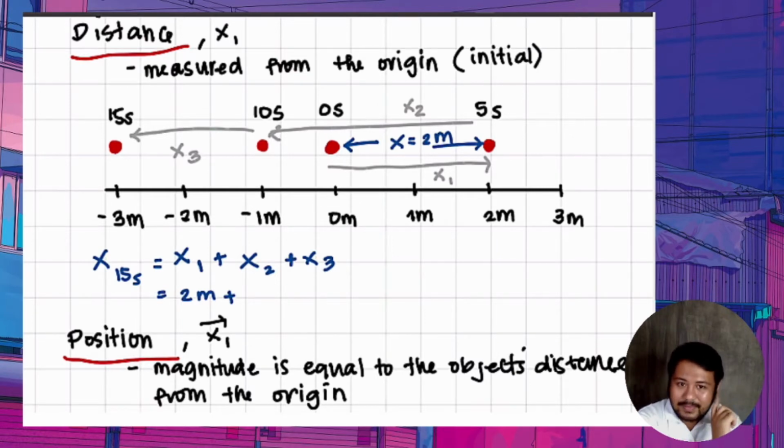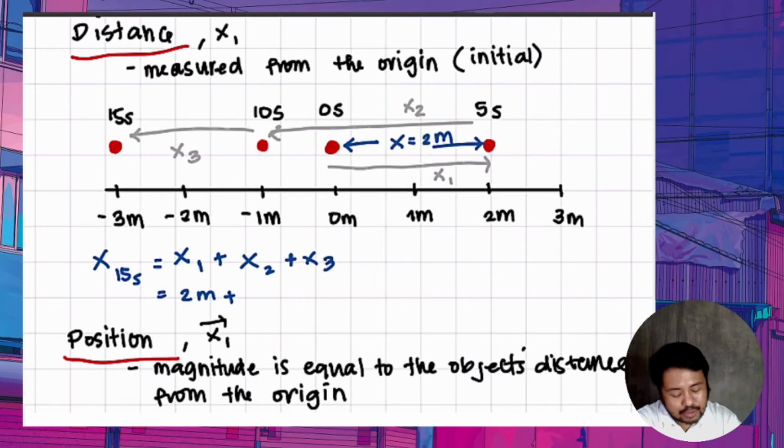So let's count. From 2, it traveled toward here, so you have 1 meter already. And then it goes here to 0, that's another 1 meter. And then it goes here to -1, that's another 1 meter. So how many meters did it travel? That's 1, 2, 3. 3 meters.